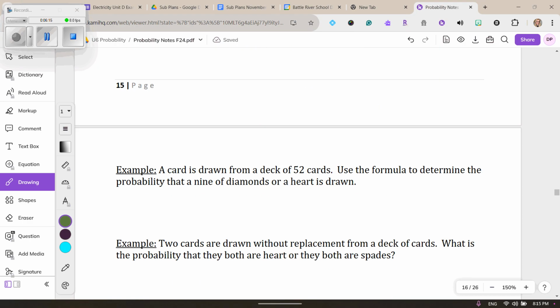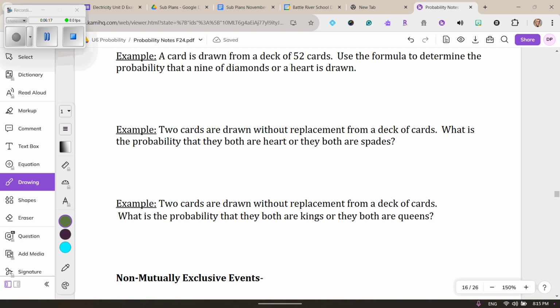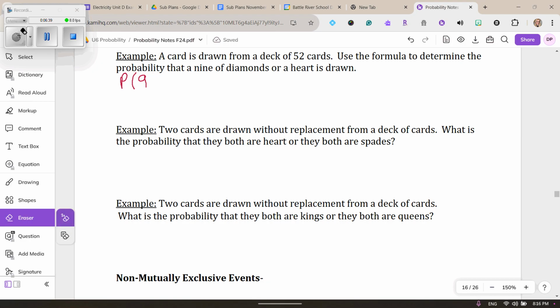Next example. A card is drawn from a deck of 52 cards. Use the formula to determine the probability that a 9 of diamonds or a heart is drawn. We are looking for the probability of a 9 of diamonds. Let me try that again.